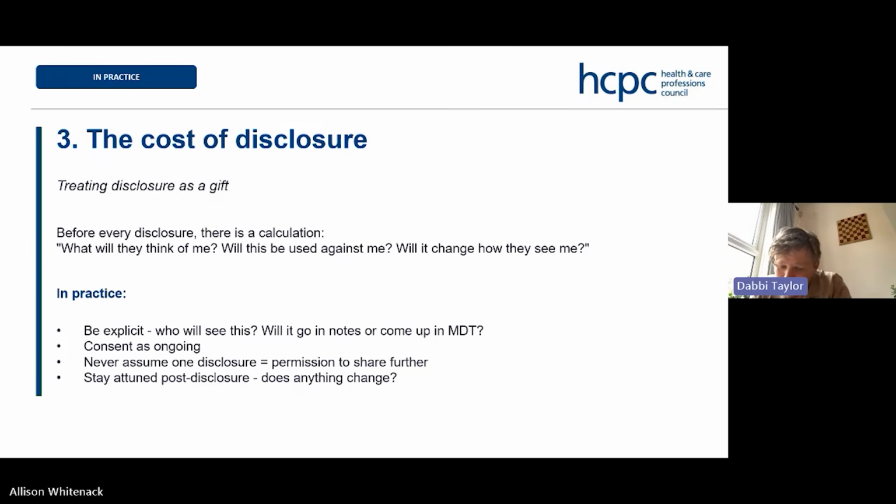So I try to remind myself to treat disclosure as a gift. It's not something that I'm entitled to, and it's definitely not something that comes without a cost. So in practice, what that really means is that consent is always ongoing. It means being aware of the power imbalance that disclosure creates. It means being explicit, very explicit about what happens after.